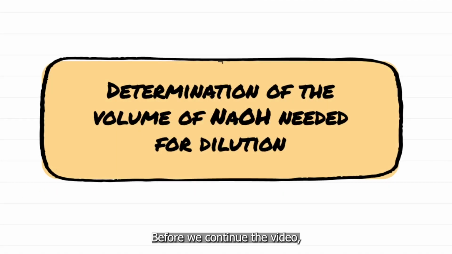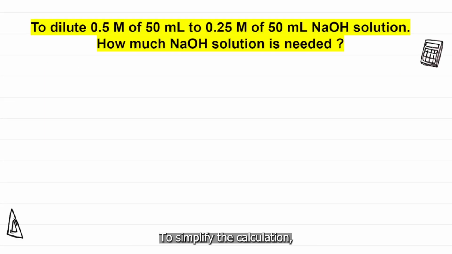Before we continue the video, we will now learn how to determine the volume of NaOH solution needed for dilution. To simplify the calculation, we will assume that the actual concentration of NaOH prepared is exactly 0.5 molar. Our task is to conduct dilution to obtain 50 ml 0.25 molar from 0.5 molar NaOH solution. So, what is the volume of 0.5 molar NaOH solution needed for dilution?